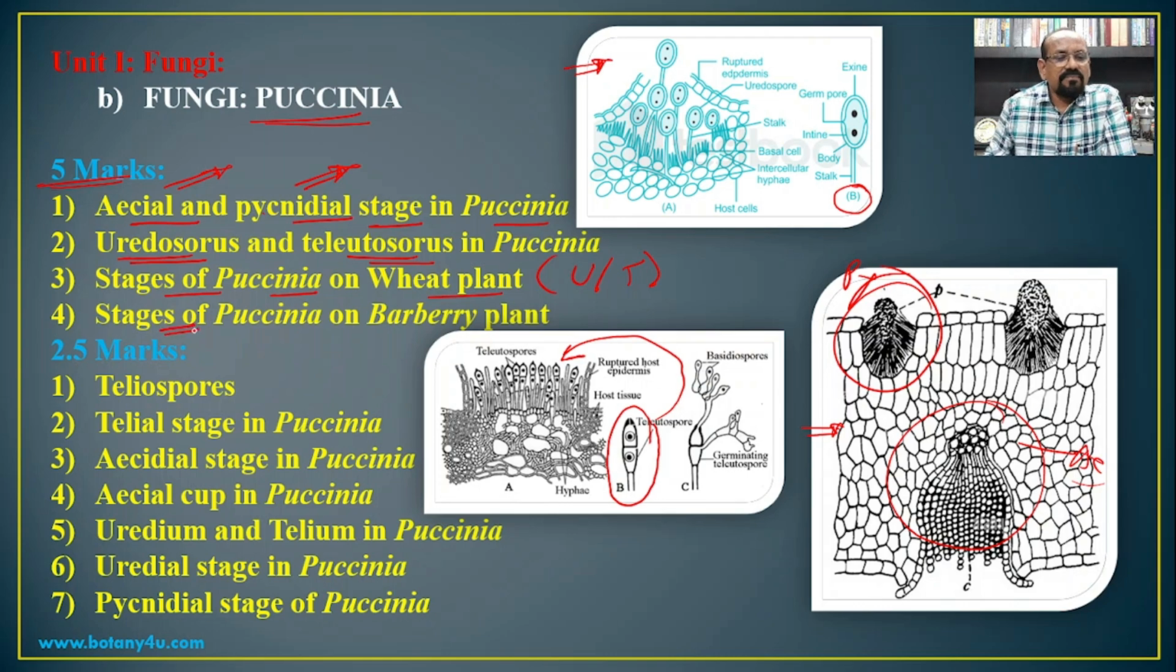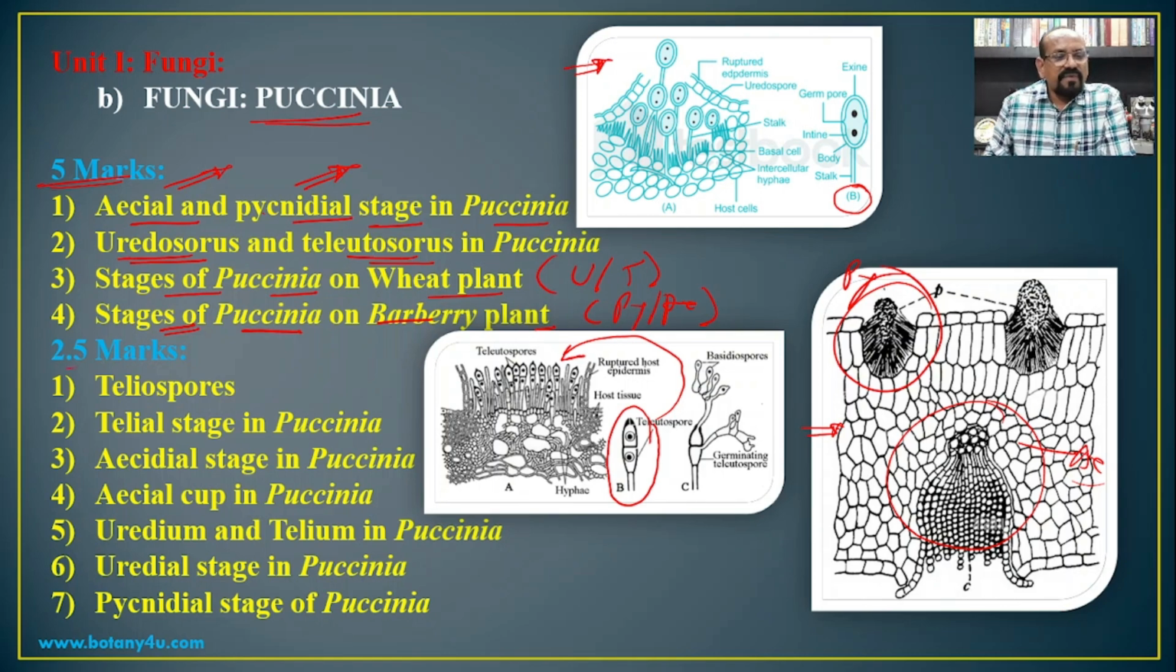Another, fourth question for 5 marks is the stages of Puccinia on barberry plant. And if you see this, the pycnidiospores and aeciospores are formed on the barberry plant. So in this way, you can provide the diagram with the description according to the questions.